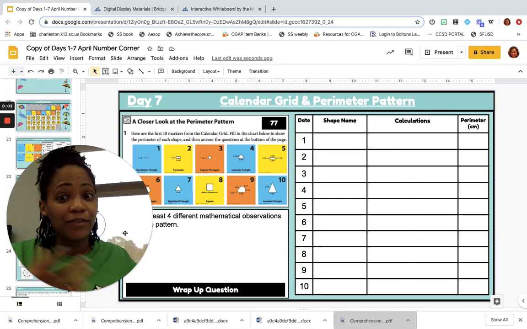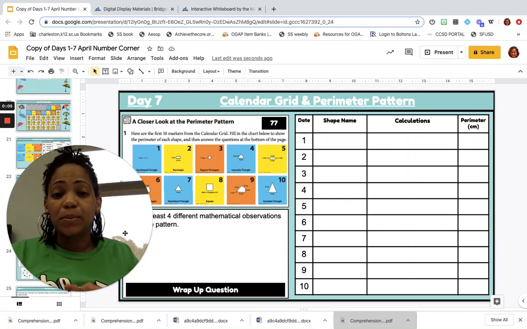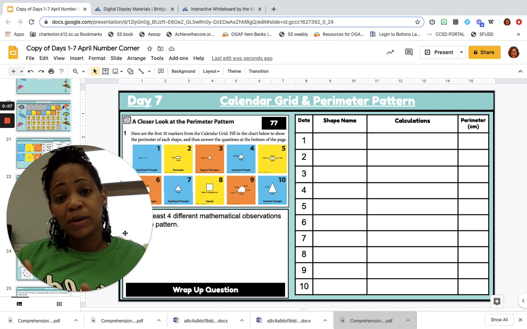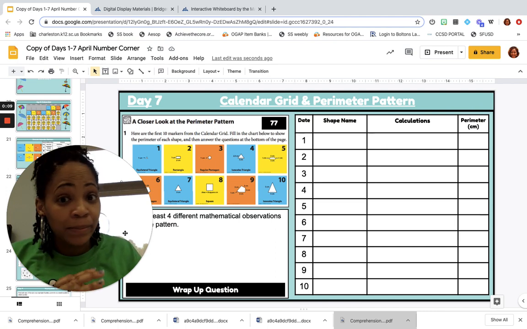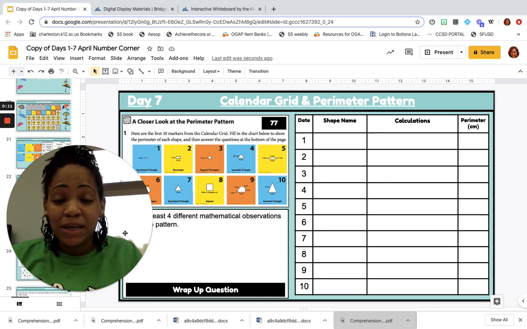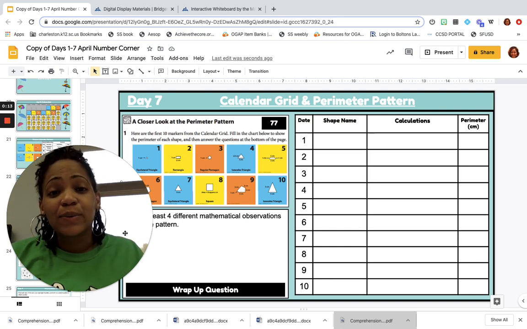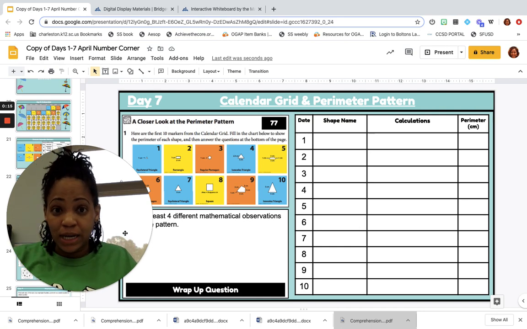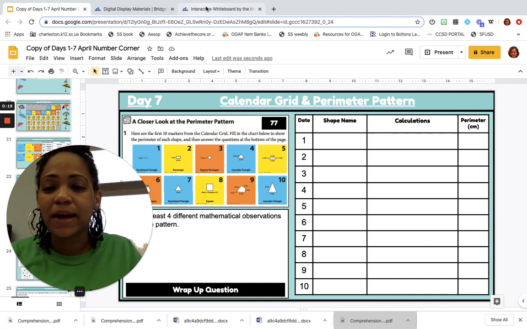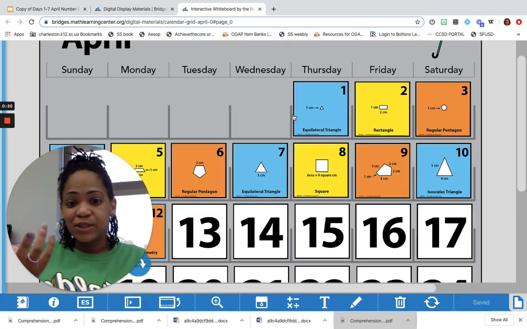We are on day 4 officially of April's Number Corner, second day back from spring break. I hope that you have finally gotten back into the groove of being back in school, or at least following the same routines that you did before spring break if you're still learning at home. Okay, we have a couple things to do today.